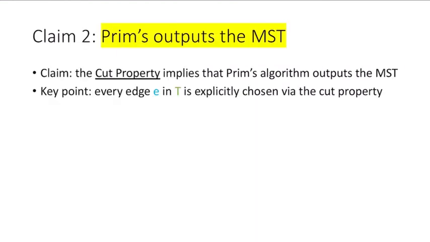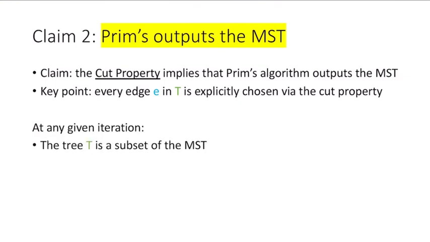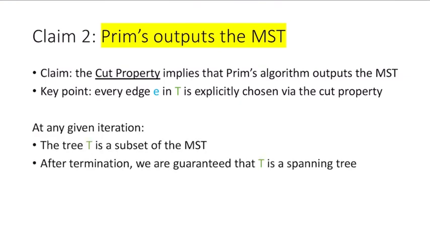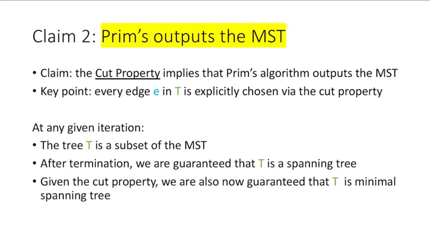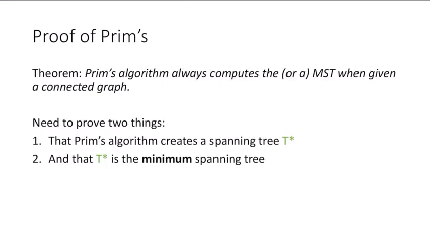Okay, so our key point here is that every edge is explicitly chosen by the cut property. And in any given iteration, the tree is a subset of the minimum spanning tree. And after termination, we're guaranteed that T is a spanning tree. And by the cut property, we now are also guaranteed that T is a minimum spanning tree. So we've proved both parts here. We've proved that Prim's algorithm creates a spanning tree and that T is the minimum spanning tree.